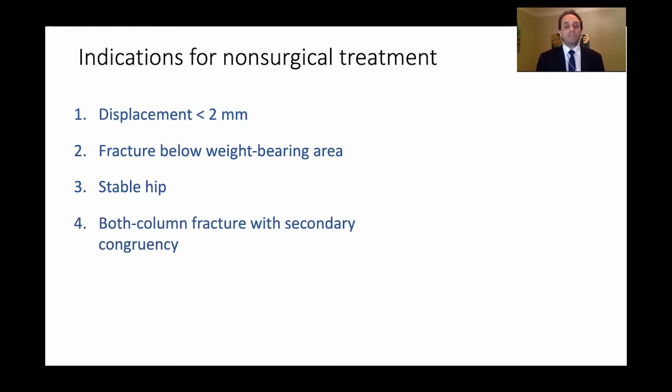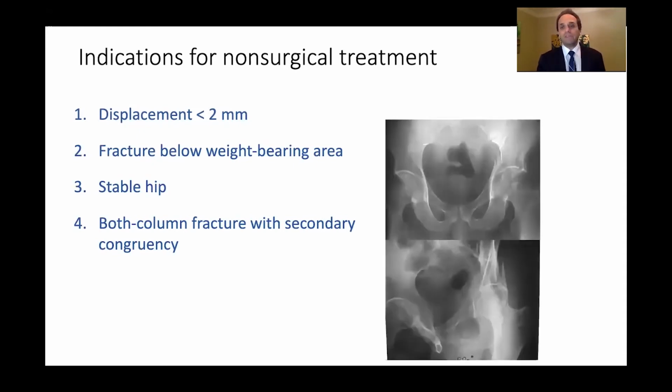A both column fracture with secondary congruence, and this is a bit peculiar, so I found this X-ray in one of Dr. Wa'el Taha's lectures. Here you can see that the acetabulum is fractured everywhere, but it still maintains the rounded shape around the head. So we call this secondary congruence. Congruence is the containment of the head inside the acetabulum, and this is secondary because it's all fractured.